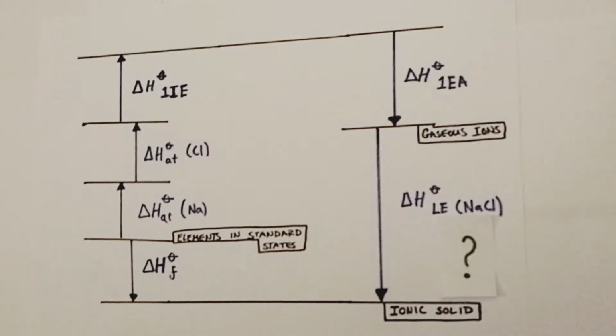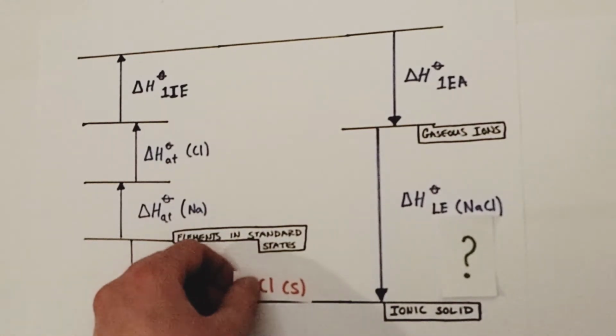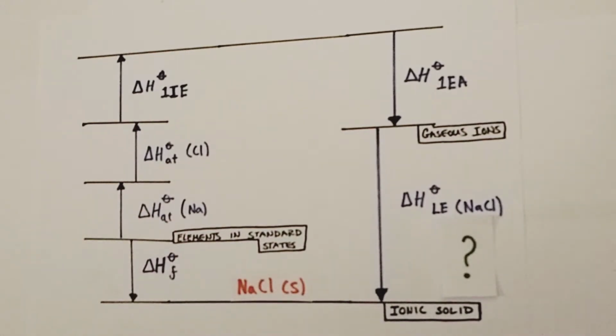Imagine our objective is to form 1 mole of sodium chloride solid. Now, I've got two different routes I could take to do that on this cycle. There is a direct route, which is known as the enthalpy change of formation, taking elements in their standard states, sodium and chlorine, and reacting together to form sodium chloride. And that is our direct route 1, with a certain exothermic enthalpy change.